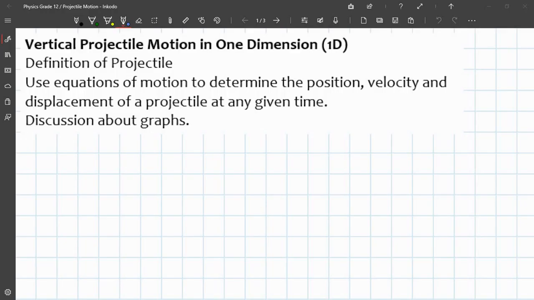Hi guys, in this video we're going to go through vertical projectile motion in one dimension. We'll just go through the definition, then we'll do an example from a past paper that has been adapted for this video. We'll use the equations of motion, and we'll also draw a graph. We'll go through it quite quickly because you should have experience doing this in grade 10 and 11. So let's move on.